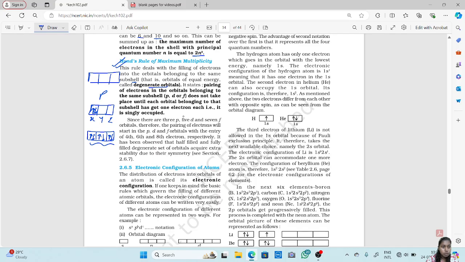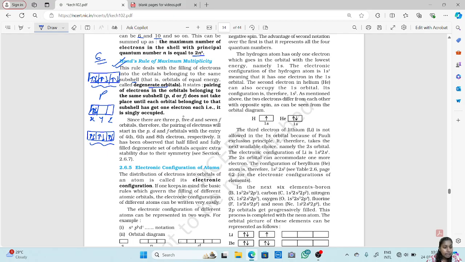Now for p orbitals you have three orbitals. So for three orbitals you can add 6 electrons, right? The first 3 electrons will be occupied singly. Unless and until it is occupied singly in all the 3 orbitals, the other 3 electrons won't be added. So for pairing to occur, all these 3 orbitals should be filled first with one electron. After that only you can add the other electrons.